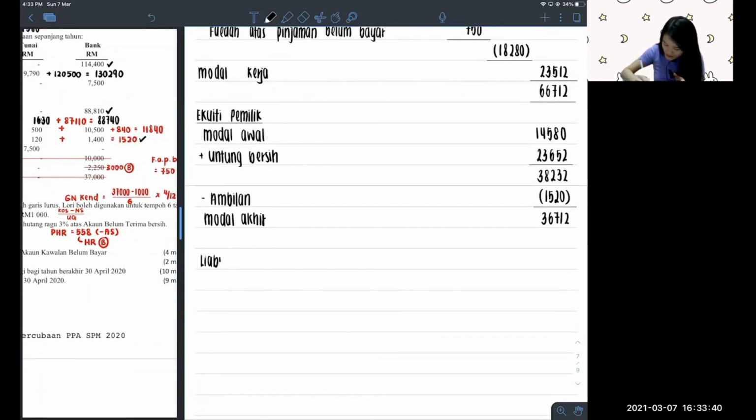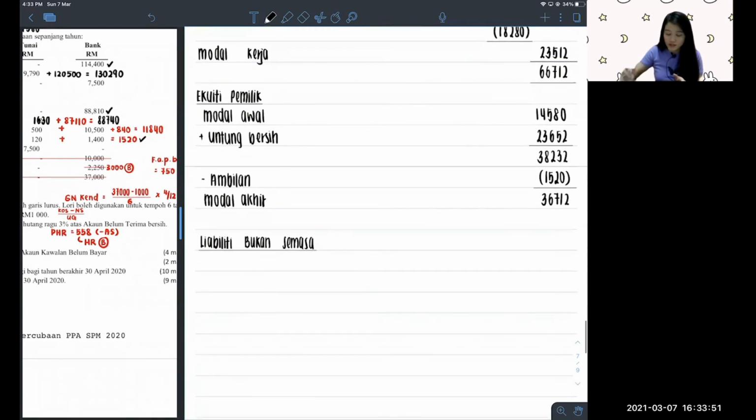So liability bukan semasa, ya. Liability bukan semasa. Draw a line. So you have pinjaman of 30,000 for LBS. Okay, so both up and down is 66,712. All right, so I'm done already. We are just nice left with 3 minutes.